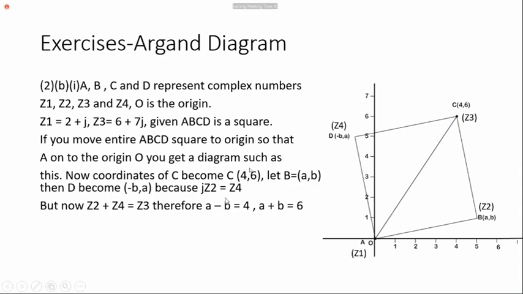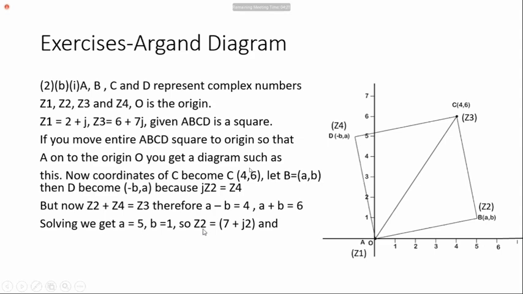If you take the x component, a minus b equals 4, and a plus b equals 6. Because Z2 is a plus jb, and Z4 is a minus b plus ja. If you combine them, you get a minus b equals 4, a plus b equals 6. Now you can calculate a and b. By solving these equations, you get a equals 5, b equals 1. Solving is another problem of these two simultaneous equations.